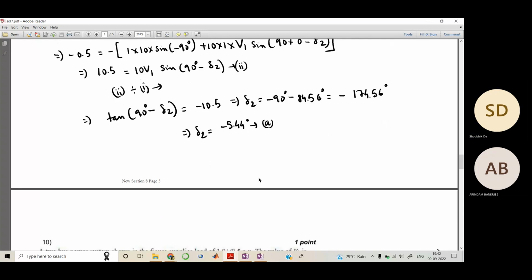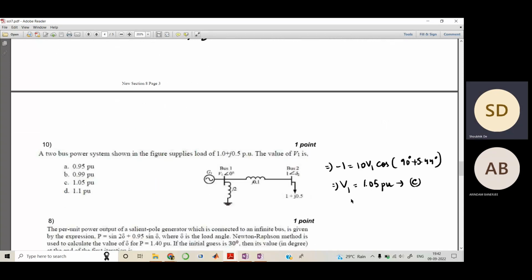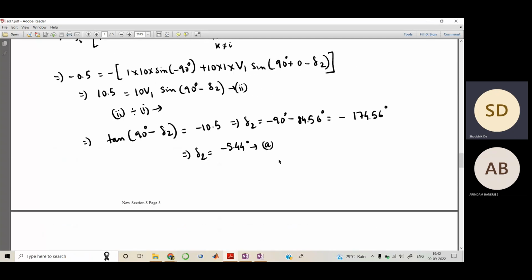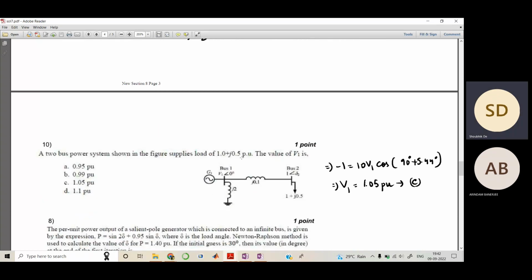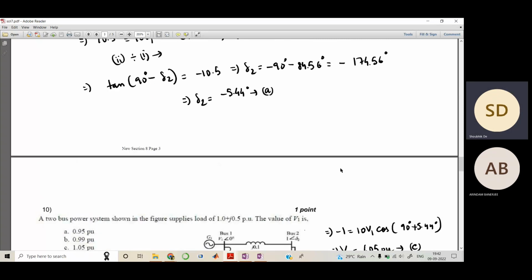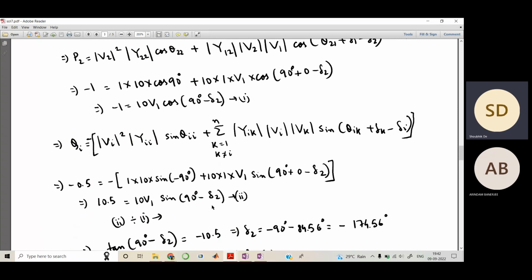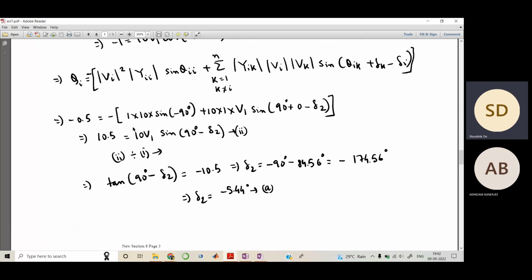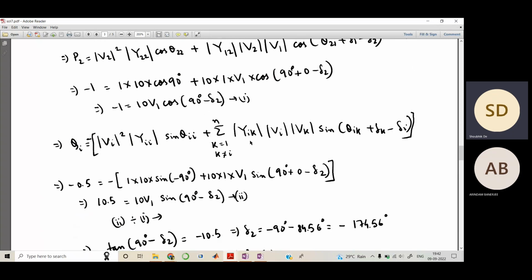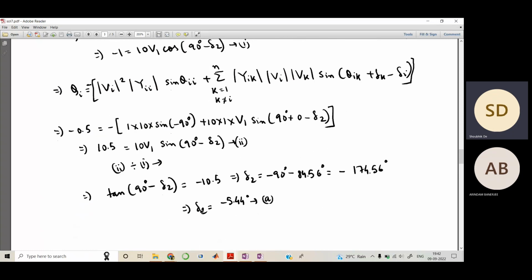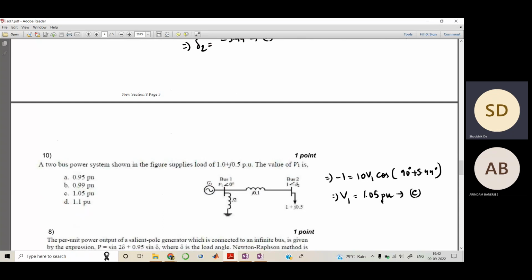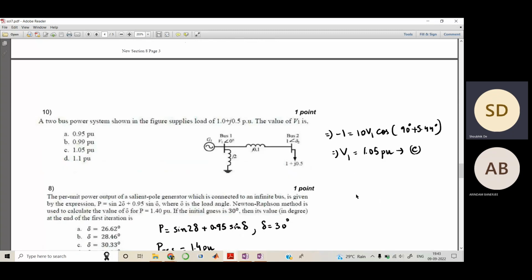Okay, so having done this, let us now go to problem number 10. This is a really very one-liner problem, and it is connected to this one. They have given the same problem itself. They have told us what this voltage V1 is. So you can use any of these equations. You know the value of delta 2, right? We had these two unknowns, V1 and delta 2, and we had these two equations. We solved for delta 2, and you can use either of these two equations to calculate the value of V1. When you do it, it comes out to be 1.05 per unit, which is your option C.